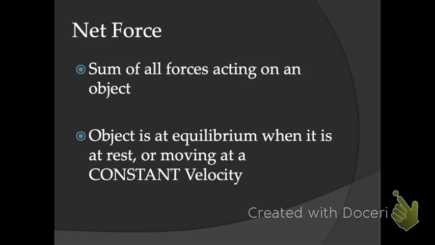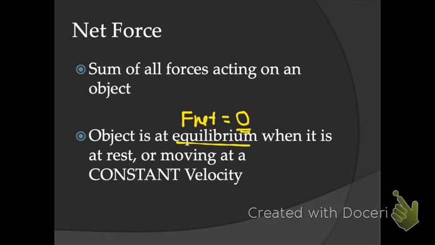Okay, so I want you to make this little note too. Object is at equilibrium, which means F net equals 0, when my object is at rest, or when my object is moving at constant velocity. Okay? What questions do we have so far?